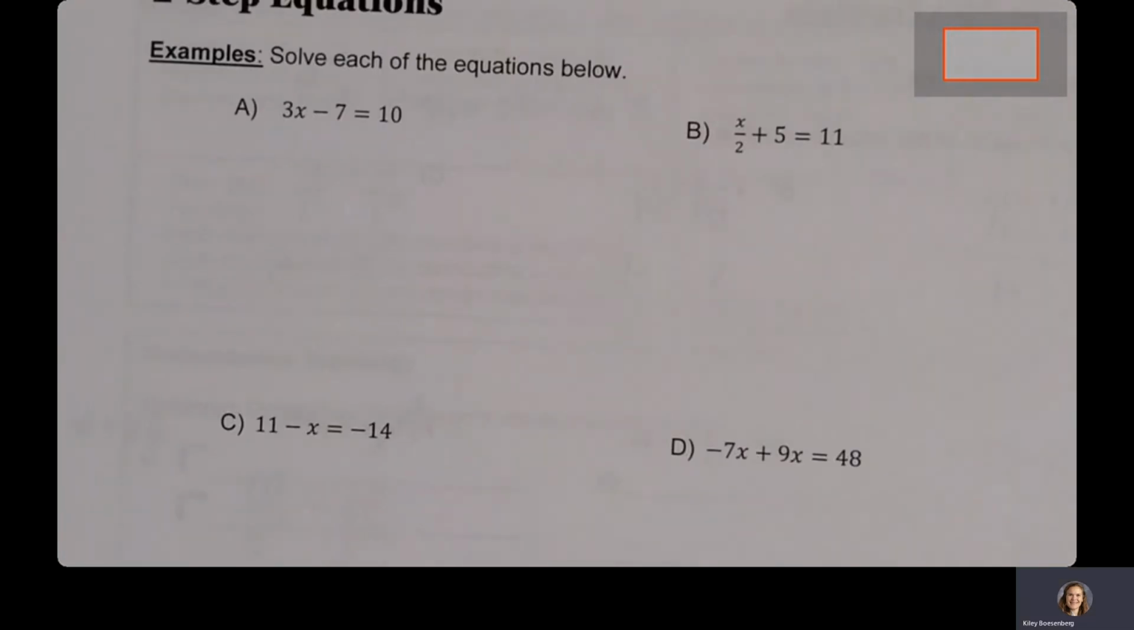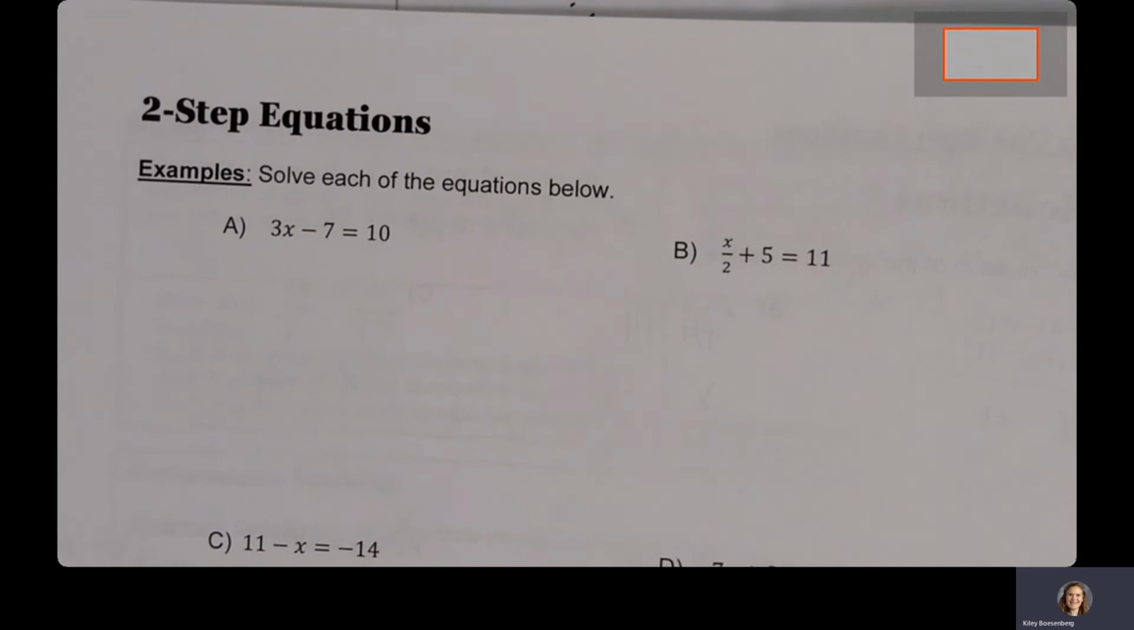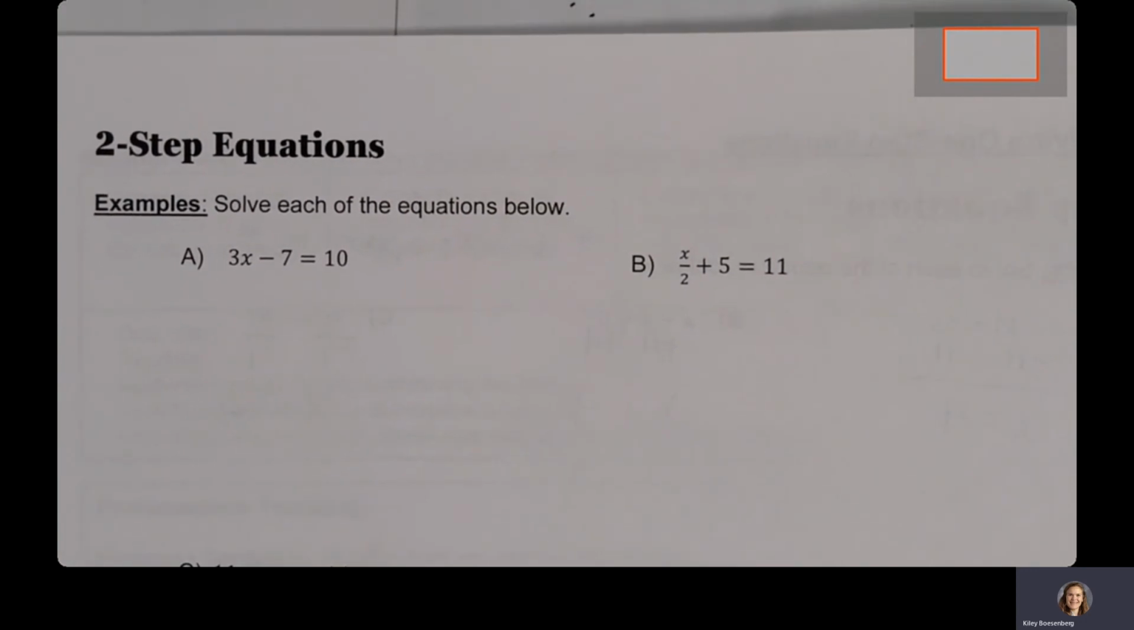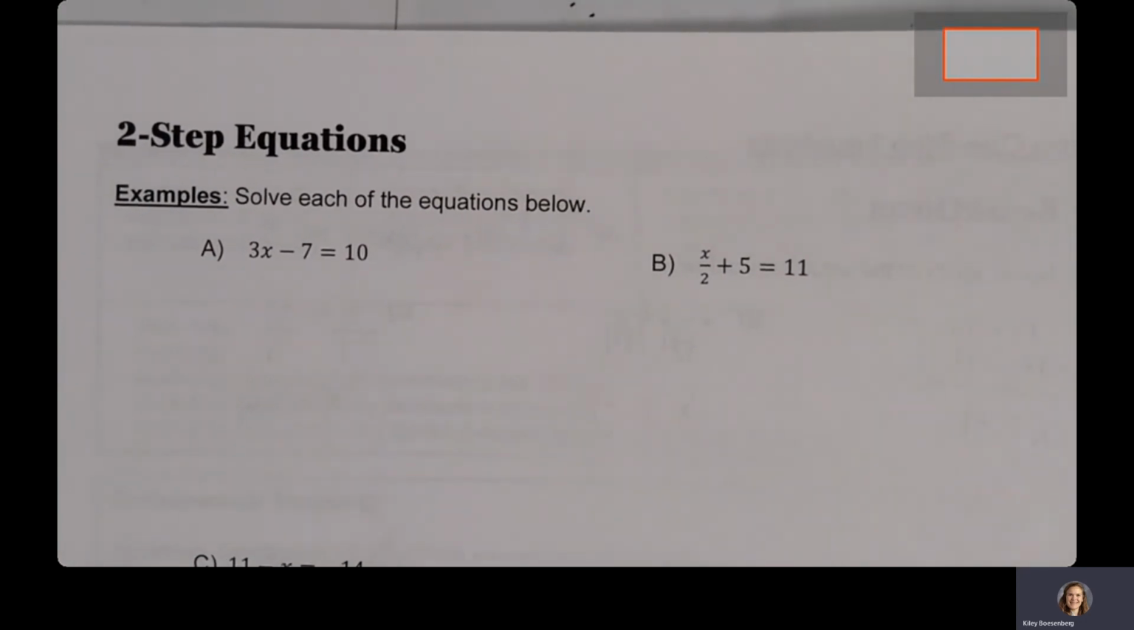Okay, we are on page 8 of our notes packet, our green notes packet. So I'll give you a second to get that out. Page 8. Okay, so page 8, we're going to go through and work through our two-step equations.